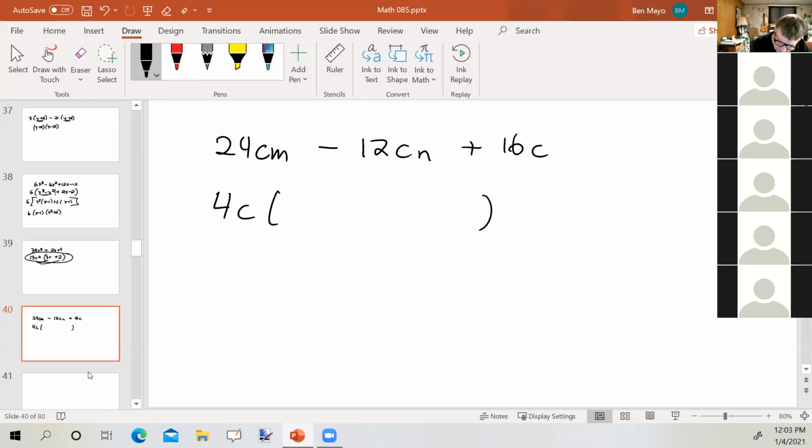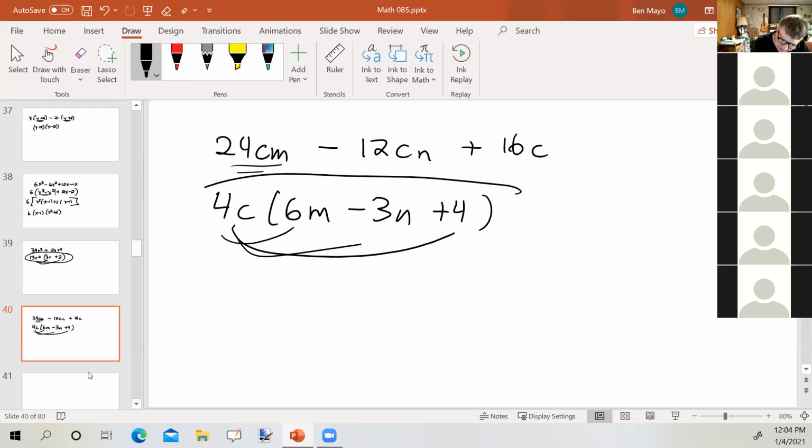Well, let's see. 24cm would be 4c times 6m. So there's your 24cm. And then minus 12cn, that would be minus 3n. That would be minus 12cn. And then plus 16c, plus 4 would give you plus 16c. So again, there's nothing common inside the parentheses other than a 1, so I can't take anything more out to make this number out here larger.